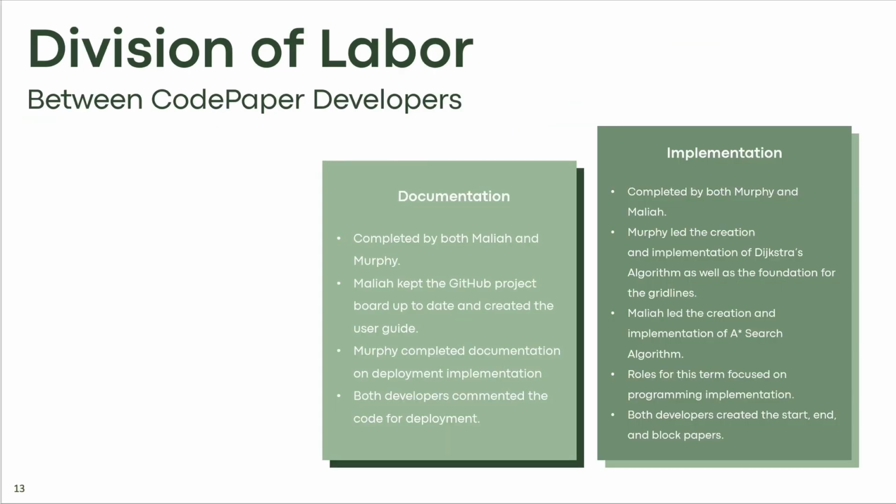For division of labor, implementation was a huge part of this term. Malia and I both split it half and half, and documentation took a smaller role versus last term. For implementation, A* was implemented by Malia, and I did Dijkstra's and more of the grid line setup. But both of us had a pretty even split for the work that was done this term.